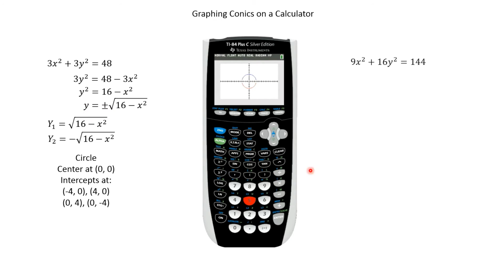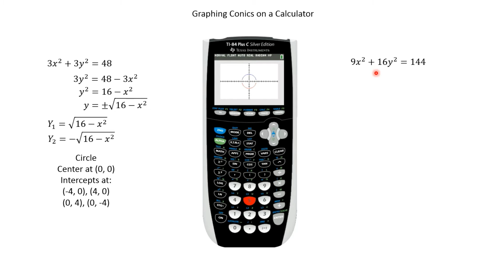So speaking of the next one, let's look at one. 9x squared plus 16y squared equals 144. Again, we need to solve for y. If you want to see if you can solve for y first, go ahead, pause and solve for y, and then come back. If not, we'll be doing this.